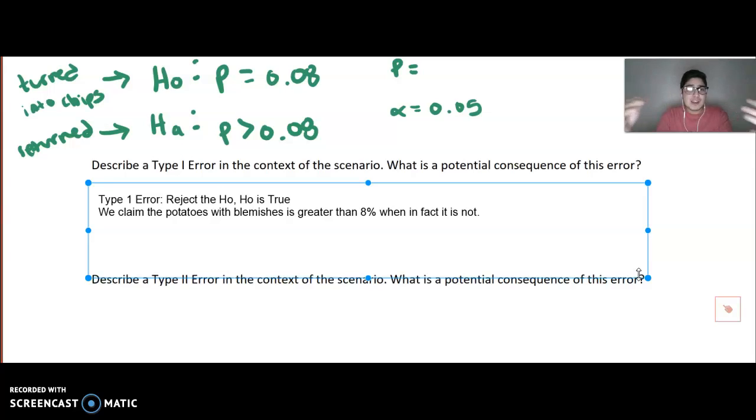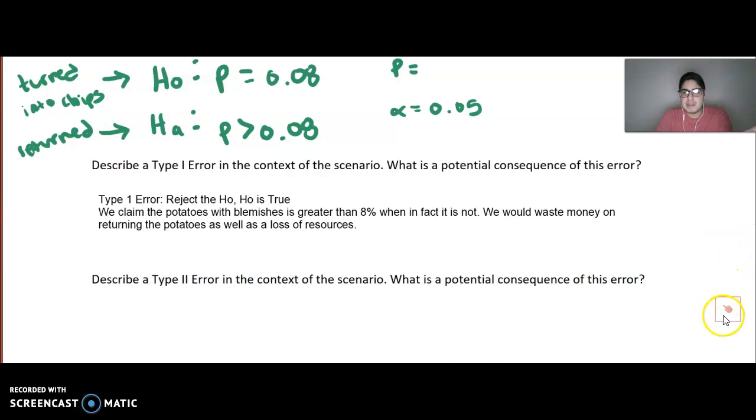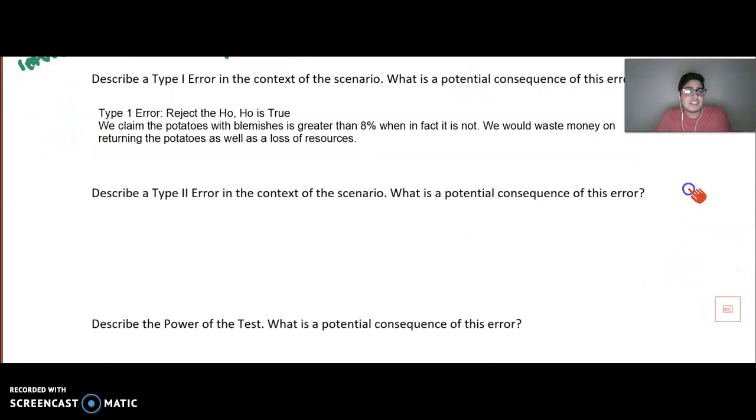Now what's a potential consequence? If we claim that the proportion of potatoes with blemishes is greater than 8% and it's actually not, well, we know that when we claim it's greater than 8%, it's returned. So we would waste money on returning the potatoes as well as a loss of resources. So again, you just have to do this in context of the question. That's a type 1 type of error we could make here. Now, what about a type 2?